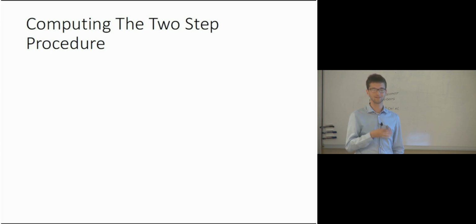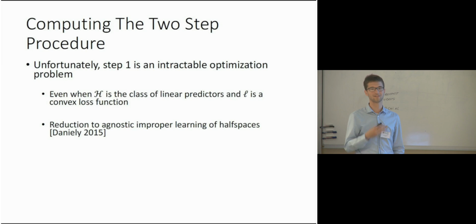So as in PAC learning, we have this nice answer to the statistical question of learning a non-discriminatory predictor. This is fairly complete and satisfying. Unfortunately, the computational question is hard. As you might have imagined, this step 1, the constrained ERM, is computationally intractable. This happens even when the hypothesis class is linear predictors and when the loss is convex. The reason is that the non-discrimination constraint can be used to encode minimizing a 0-1 loss. Through that, we can reduce agnostic improper learning of half spaces to performing step 1 of the two-step procedure.